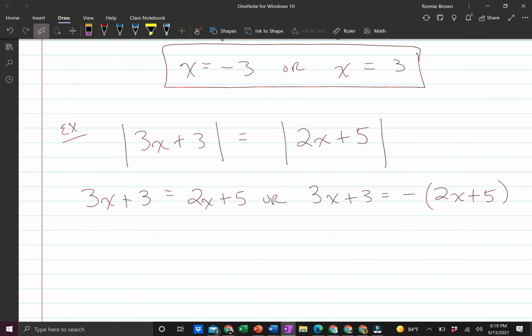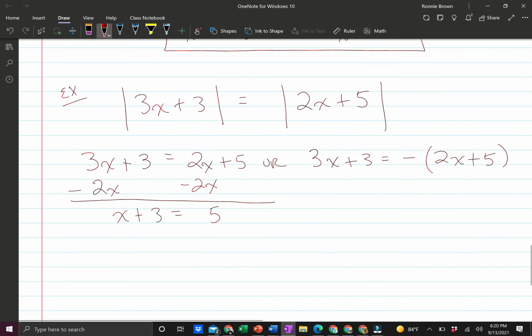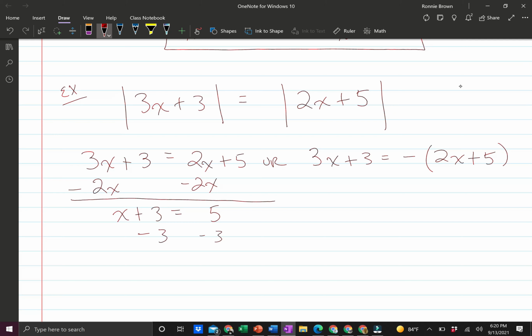And now we go ahead and solve these. So I want to get the x's on one side, so I'll subtract 2x from both sides, and I get x plus 3 equals 5. Here I subtract 3, so I get x is equal to 2.